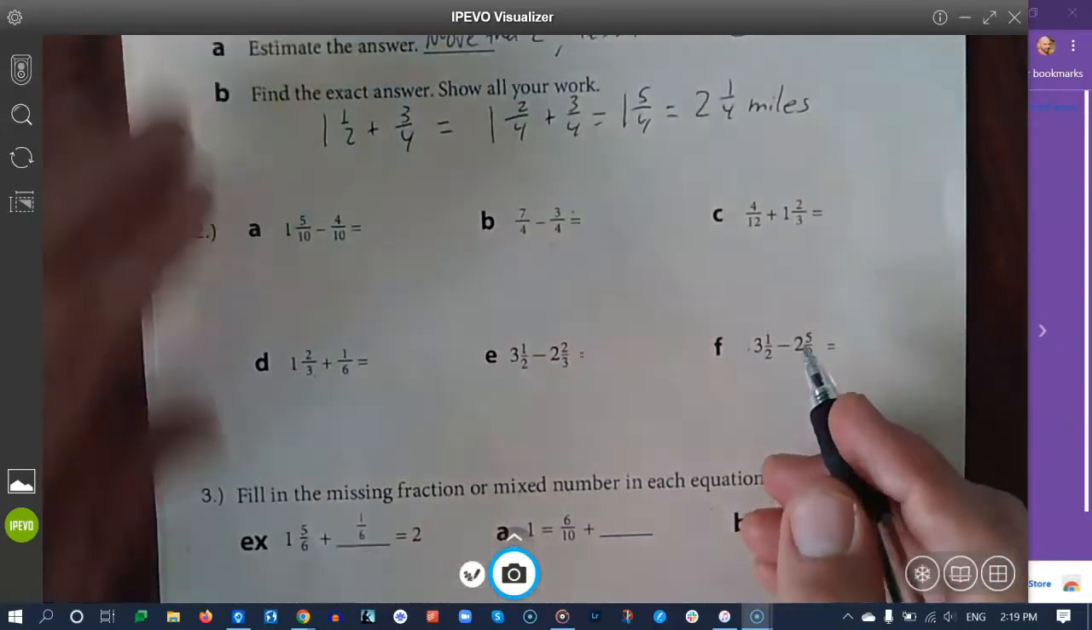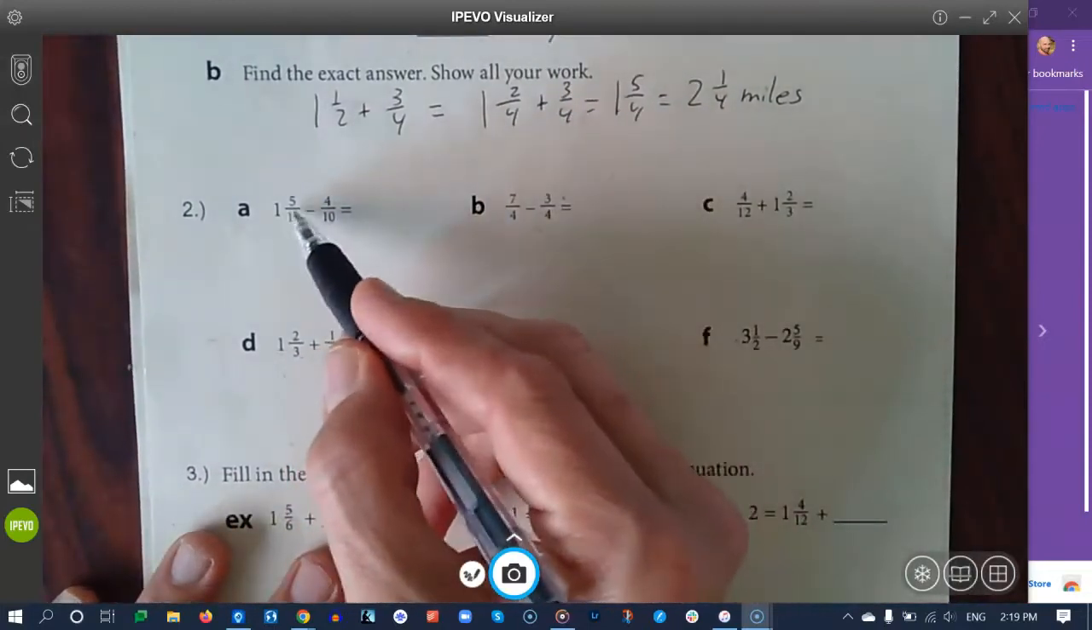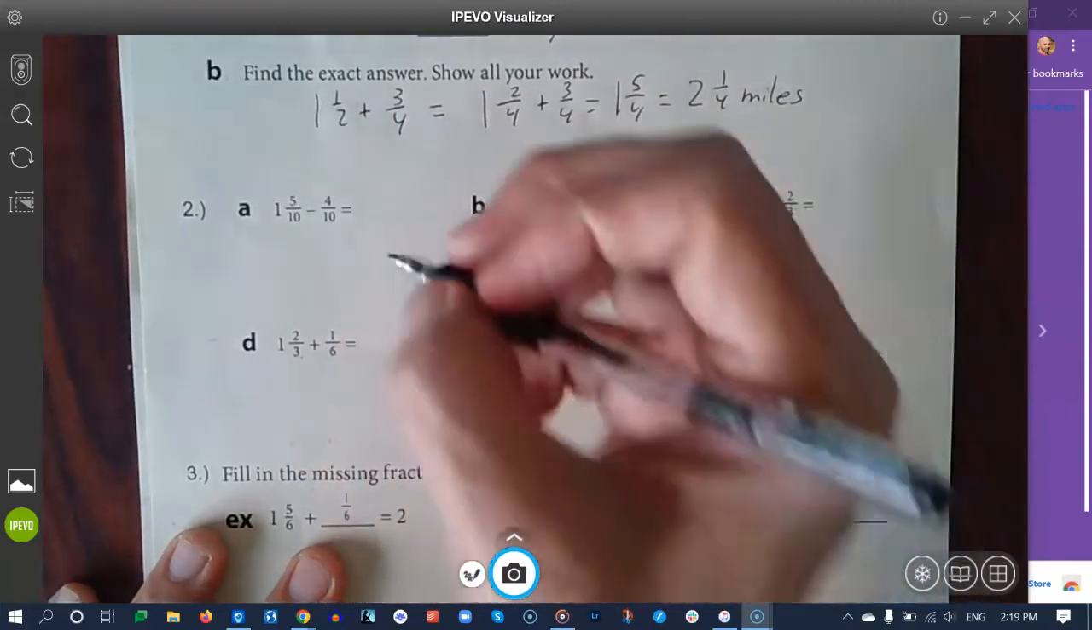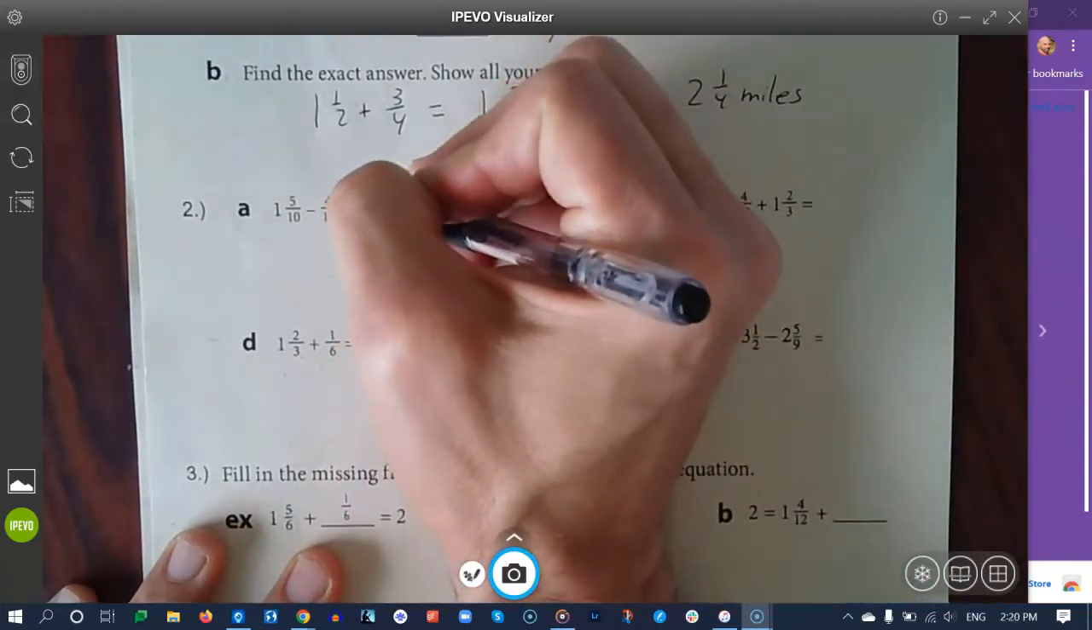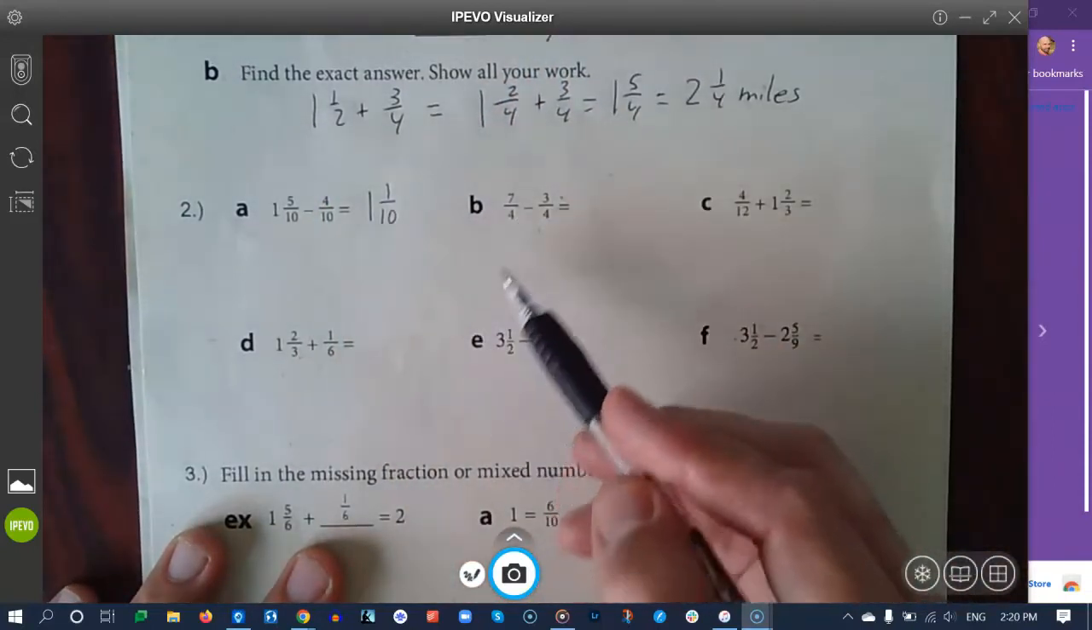Let's do some adding or subtracting. First, I'm going to look at that. I see it's subtracting. So I have 1 5/10 minus 4/10. Now I look at the denominators. They're the same, so I just subtract the numerators, and I get 1 1/10. I have 7/4 minus 3/4.